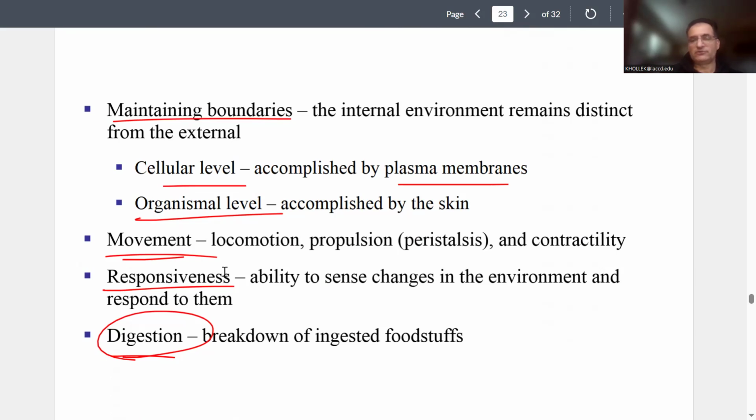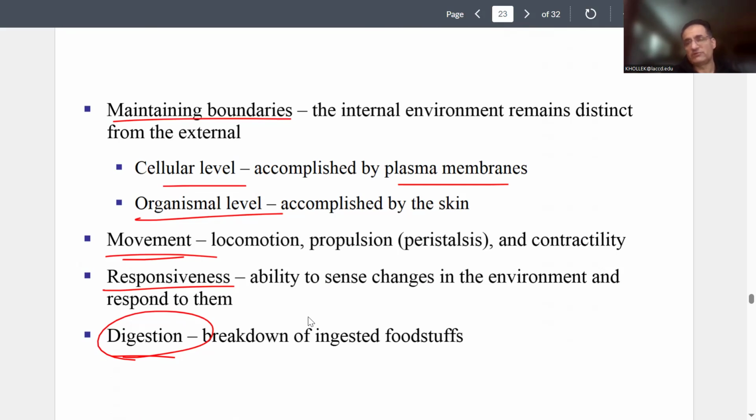Responsiveness, being able to sense changes in the environment and respond to them. For example, all of a sudden you smell something is burning, you got to respond quickly. When you're eating food, maybe the food is bad, doesn't taste right, you got to respond and spit it out, for example. So you're responding to the environment appropriately.